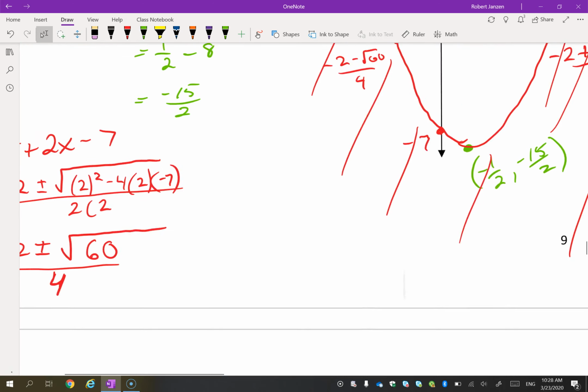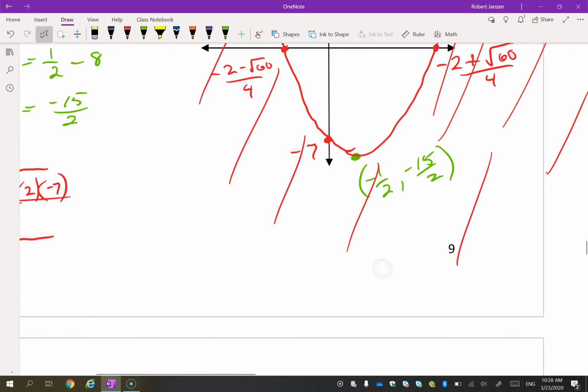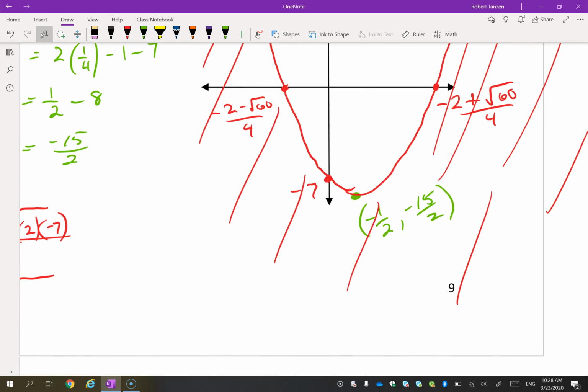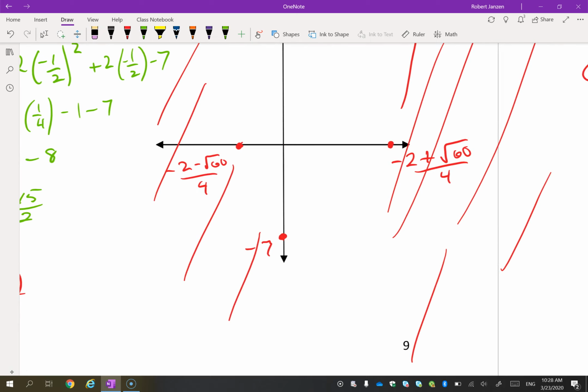Did I make a mistake on the last one? Yeah, it was supposed to be negative 1/2, negative 15 over 2. Oops. Make a quick correction here. This point was supposed to be over here. Negative 1/2, negative 15 over 2. Did anybody notice that? So we'll just put this point over here more.